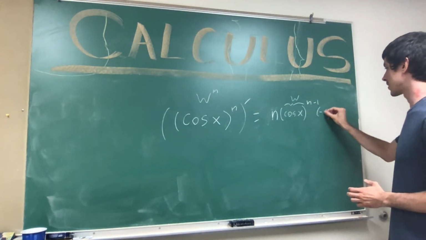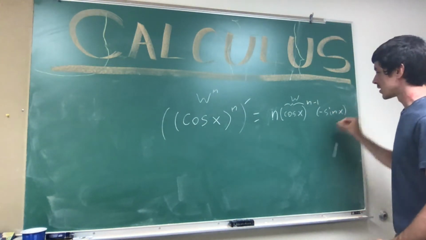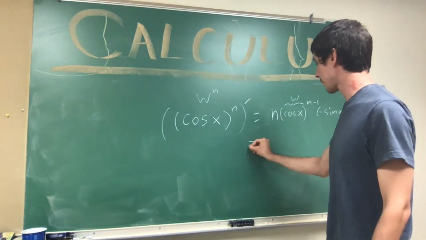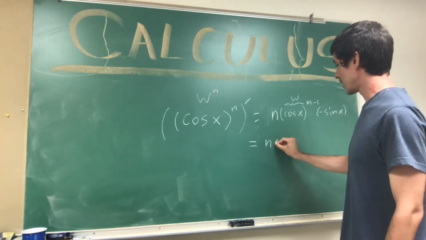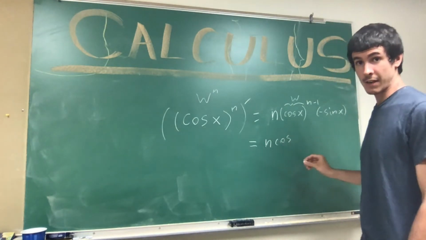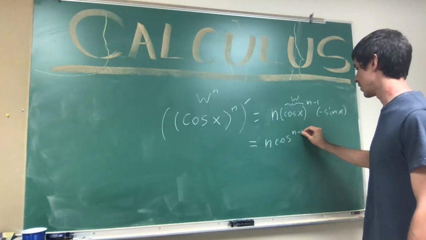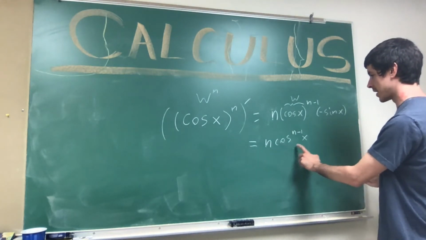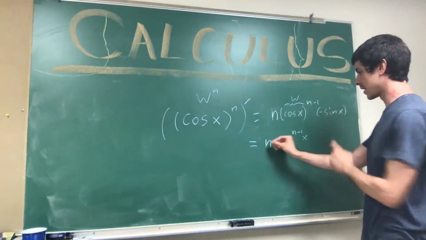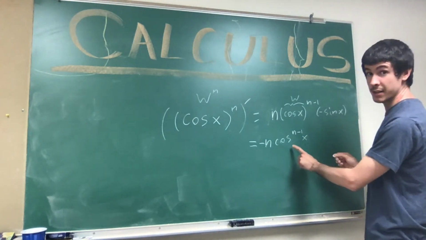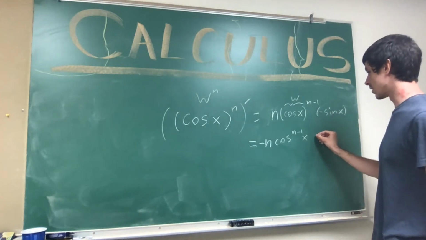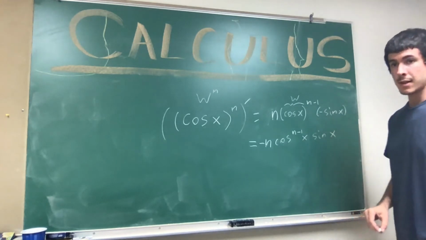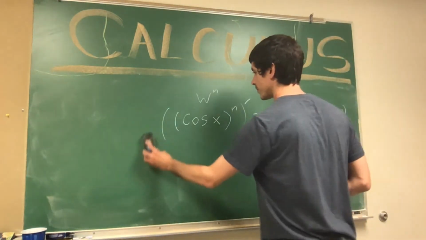So that's going to be negative sine of x. So all in all, the answer is going to be n times cosine of x to the n minus 1, which, again, is the notation that's usually used for ordered reasons. So n times cosine to the n minus 1 x, with a minus sign here, all times sine of x. So there's one example.